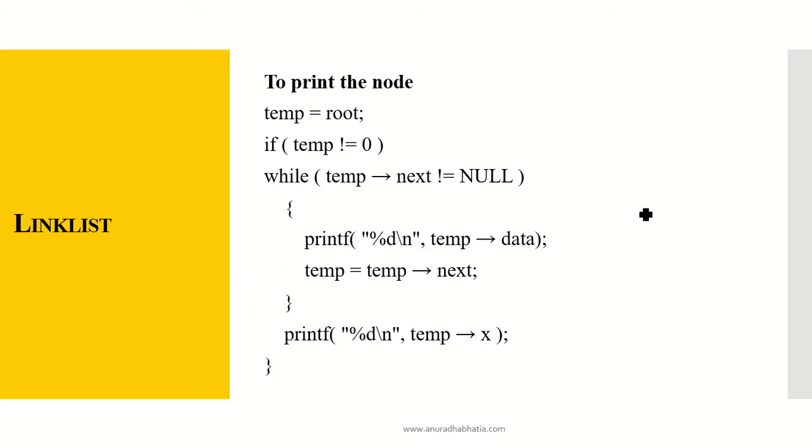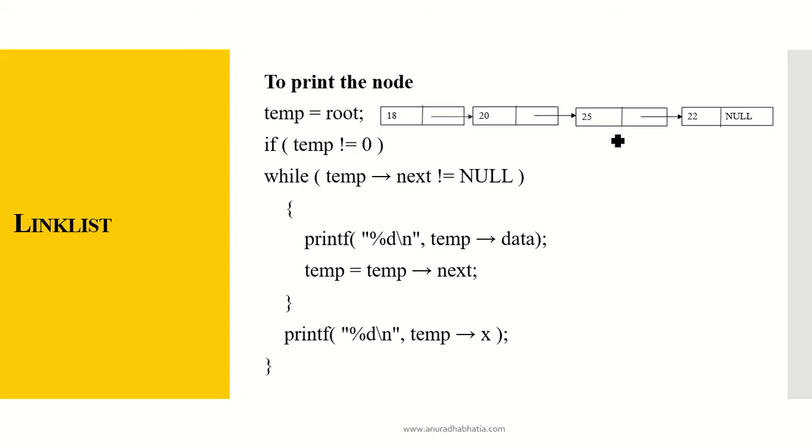Now let's see how do I print it, or how do I display the linked list. Displaying of linked list happens by traversing the linked list. So temp is equal to root, so this is my complete linked list. I say temp is equal to root, so this is my temp. If temp is not equal to 0, we start traversing. Temp pointer next is not equal to null, this is not equal to null, so printf %d temp pointer data. So what will be printed? 18 will be printed over here, and temp is equal to temp pointer next, so it will come over here.